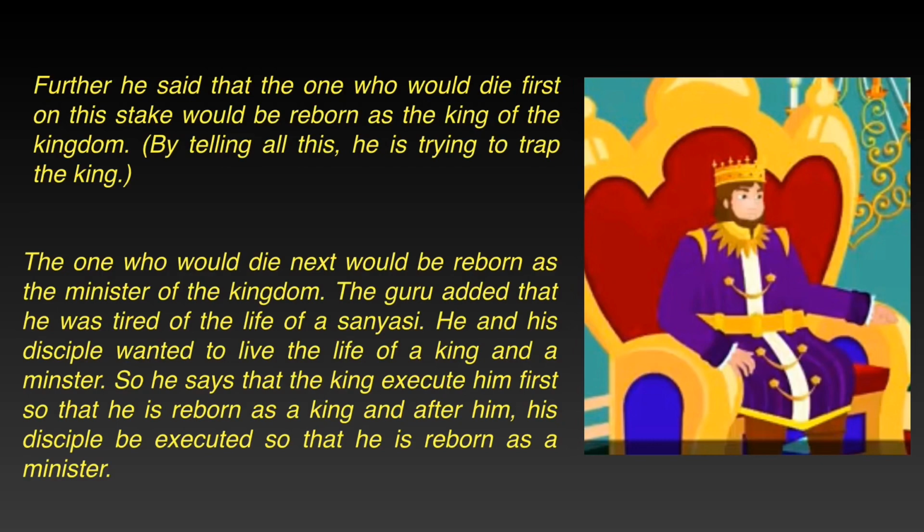The Guru added that he was tired of the life of a sannyasi. He and his disciple wanted to live the life of a king and a minister. So he said that the king should execute him first so that he is reborn as a king, and after him his disciple be executed so he is reborn as a minister.